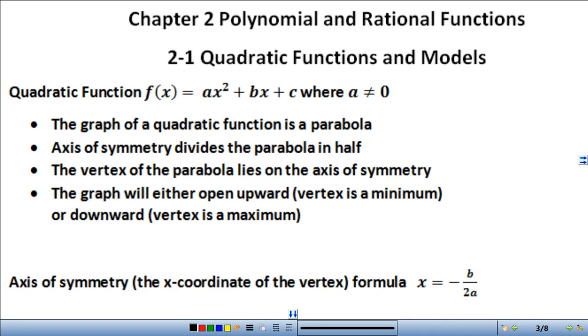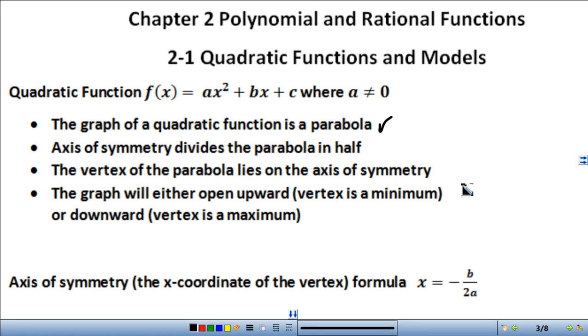So let's just jump right down to it. Chapter 2, polynomial and rational functions. We have these, they're already in your pre-made notes. So the quadratic function f of x equals ax squared plus bx plus c, where a cannot be equal to 0. The graph of a quadratic function is a parabola. You should know that. Check.